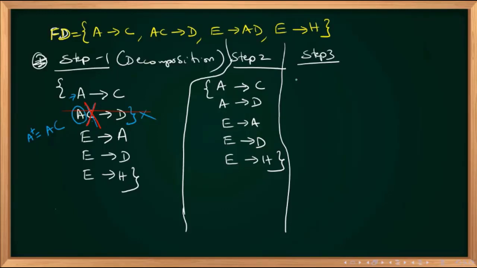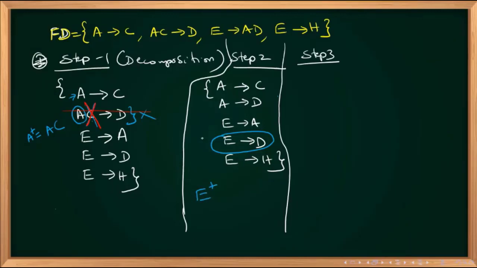You check whether A to C can be removed or not. A to C can be removed means that when you are taking the A closure, I should get C from the remaining ones. Are you getting it? No. Okay. A to C cannot be removed. Can A to D be removed or not? Assume that A to D is removed. Then take a closure: is A to D a member of the remaining functional dependencies? No. Now take this case, E to D. Can E to D be removed or not? If you want to remove E to D, you take an E closure.